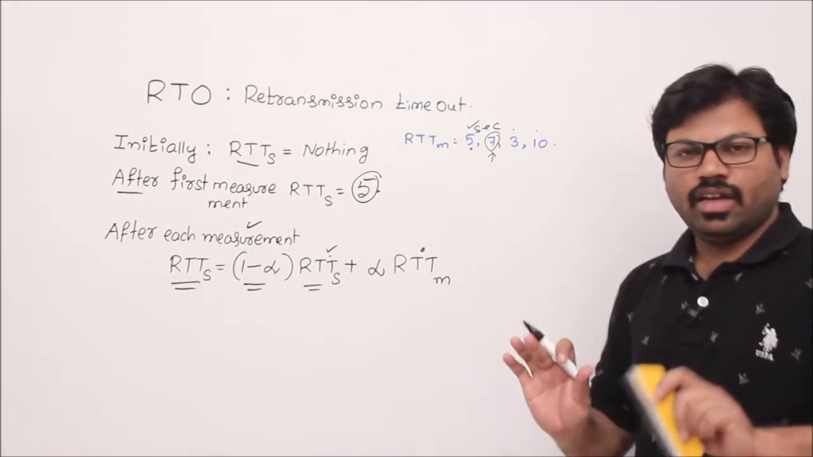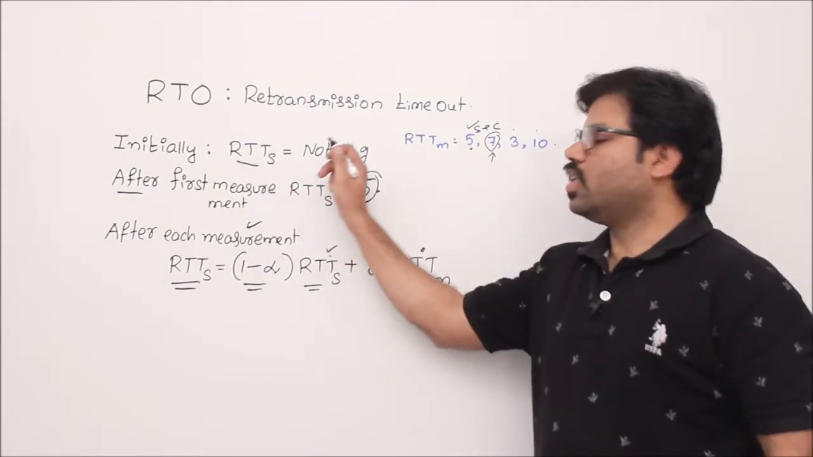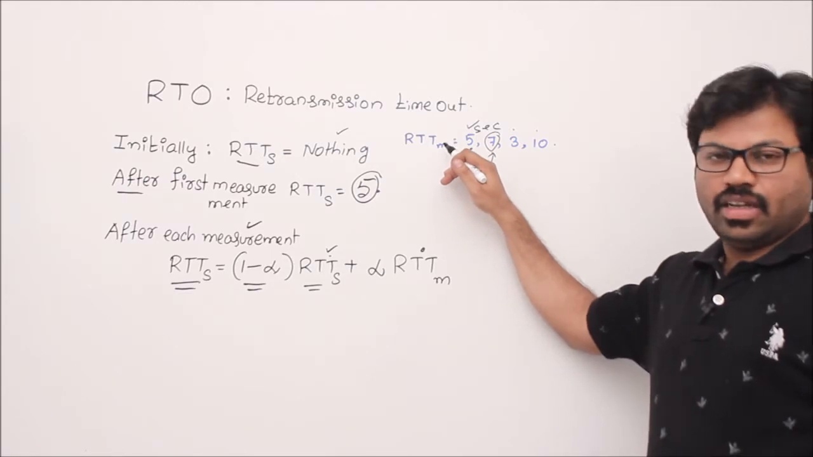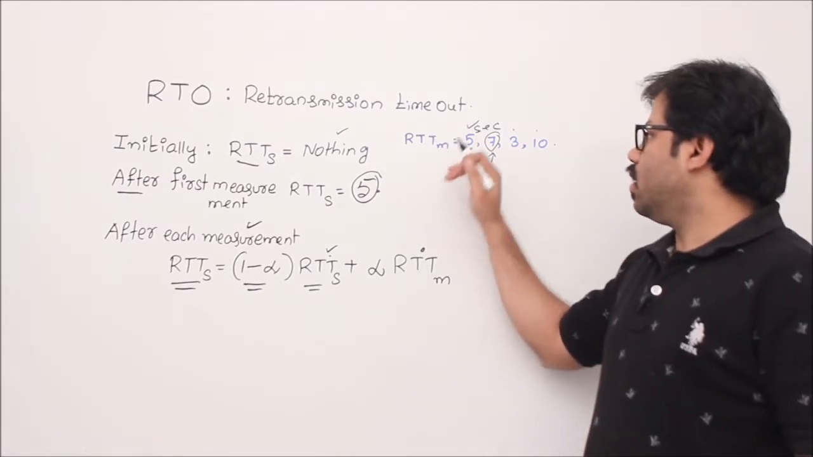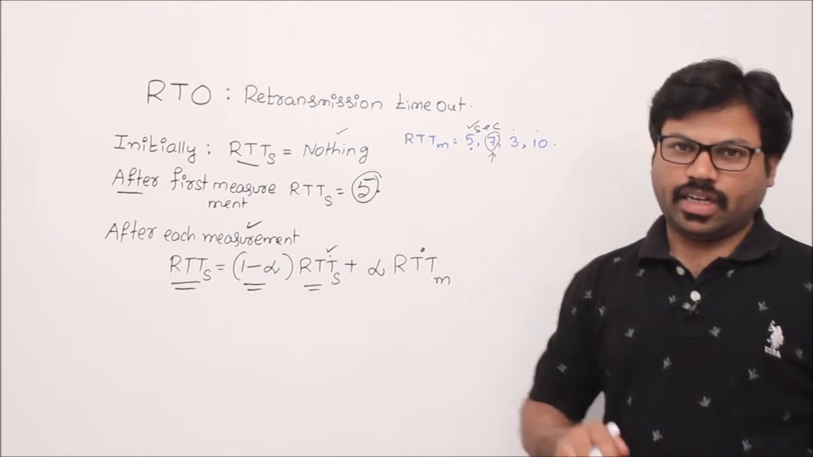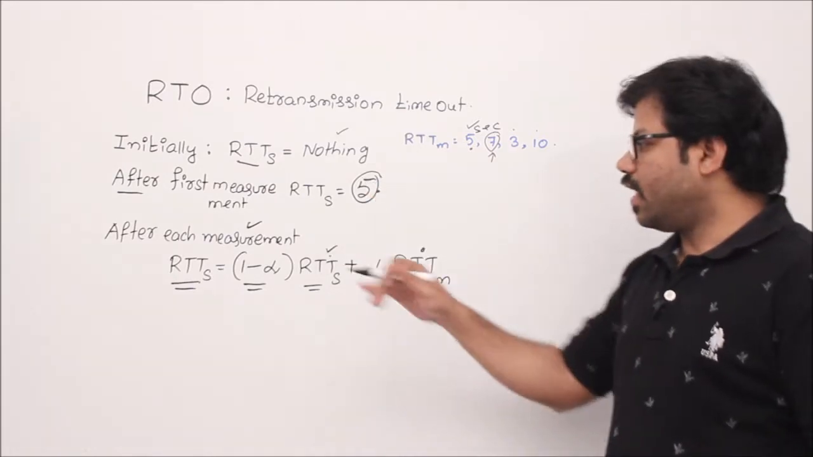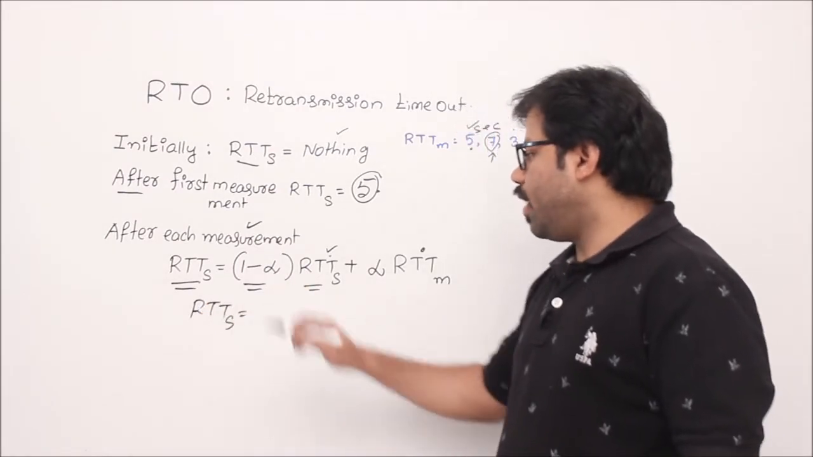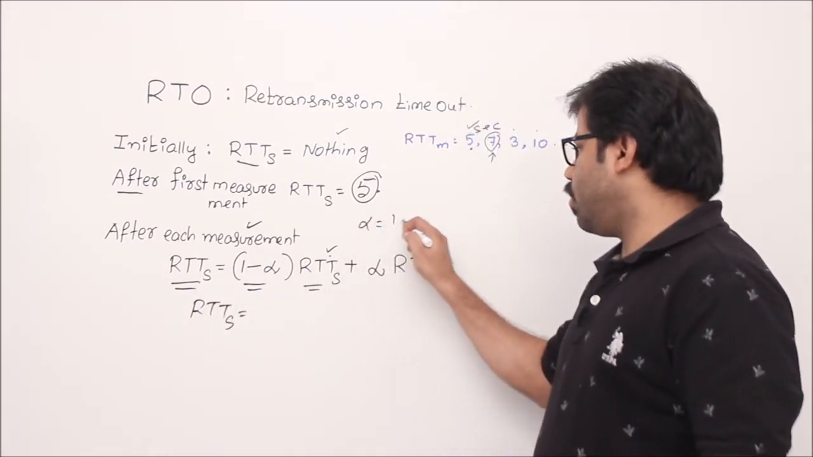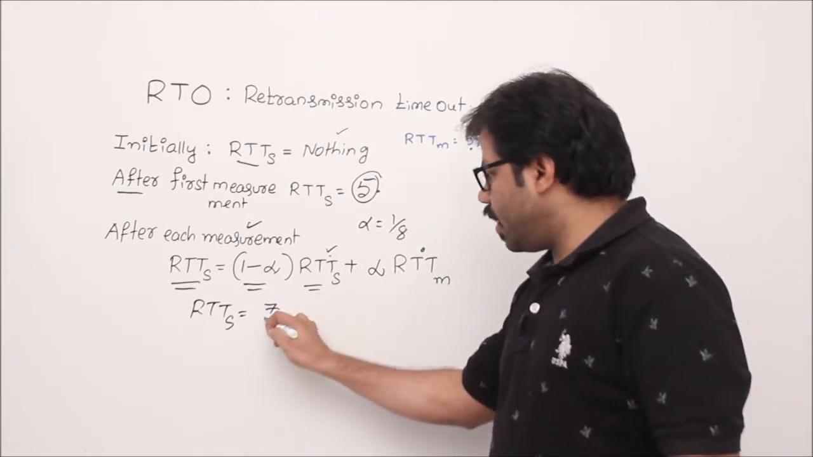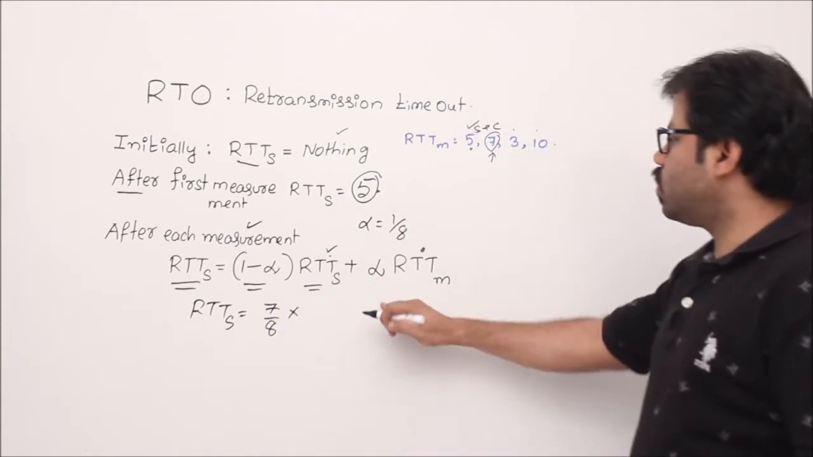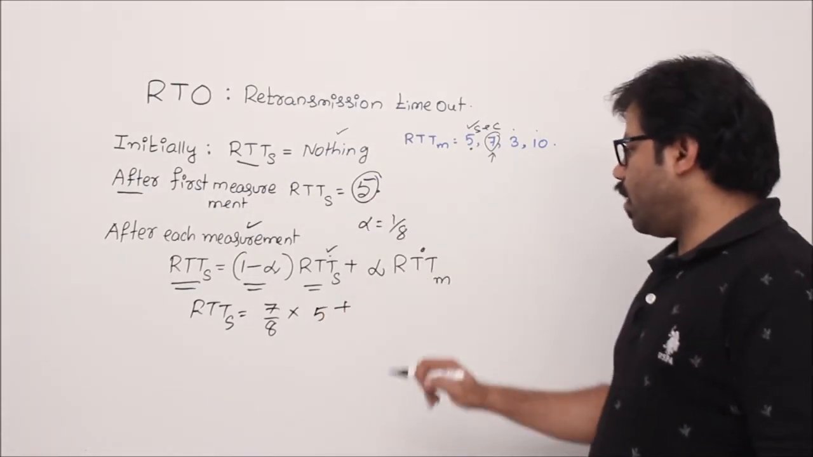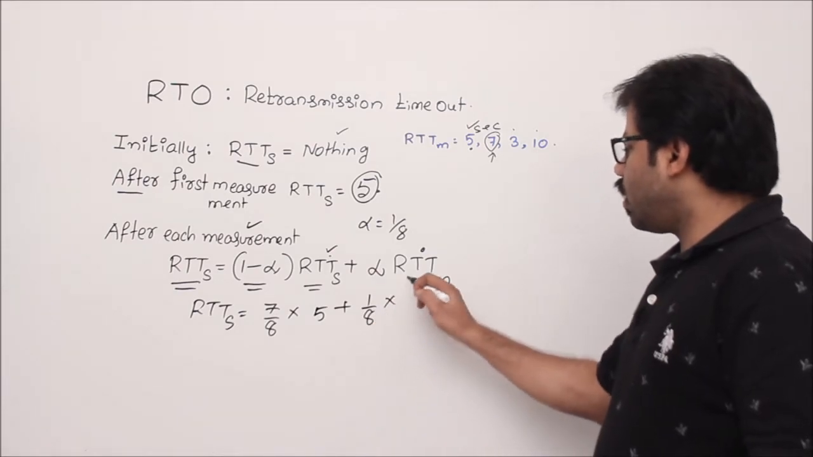In the early morning, when you don't have any data, RTT smooth is nothing. After the first measurement, that means you get the first RTT measurement after the first acknowledgement, that is 5, then fix it to 5, first time. Now the second time we will see the formula: RTT smooth at second time equals 1 minus alpha. Here alpha is 1 by 8. 1 minus 1 by 8 is 7 by 8 into the round trip time smooth, old one. What is the old one? 5, plus alpha, 1 by 8, into the RTT new measurement.